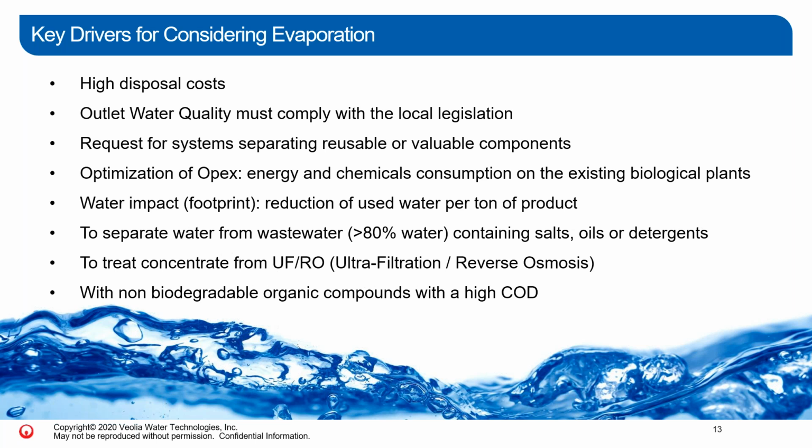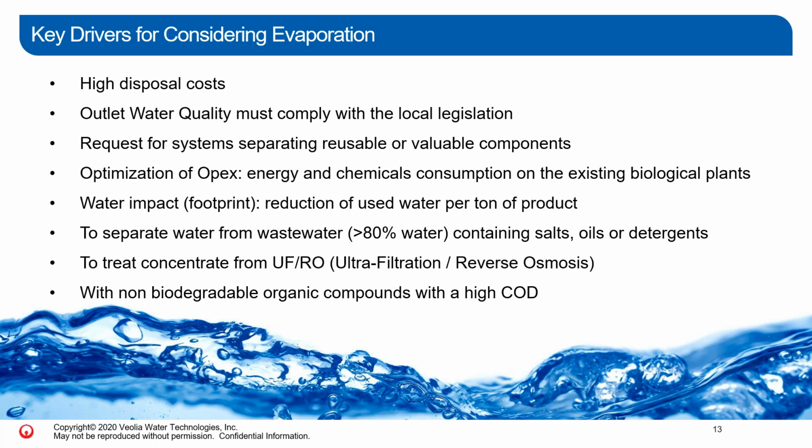You could optimize the OPEX, so this could be basically energy or chemicals consumptions for existing plant. Water impact, we want to reduce the amount of water used for your product. So in a way, this could be reuse. So our distilled water, as you'll see from McKelly's case studies, is going to be of high quality, and that can then be reused on site depending on your processes. Difficult wastewaters containing salts, oils, detergents. So if you want to separate those.